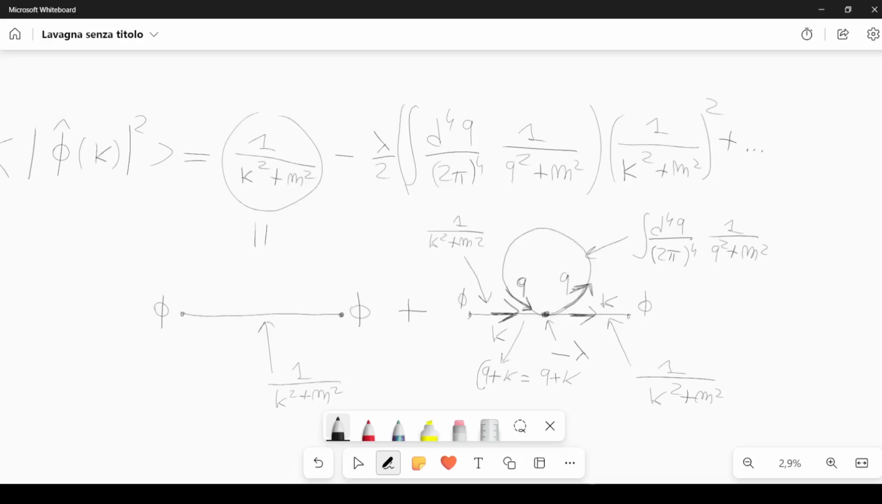And since q is not determined, you have to take into account the possibility that q can take any value. So you have to integrate inside the loop. And this is why we have this integral here. And this is how you can think of Feynman rules, and how you can define them.